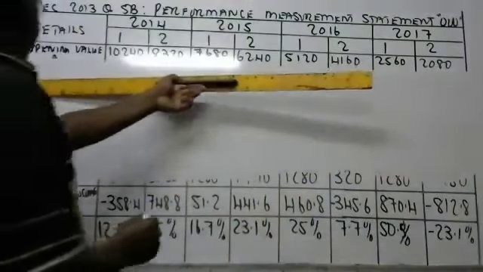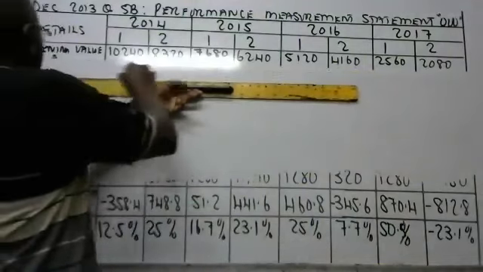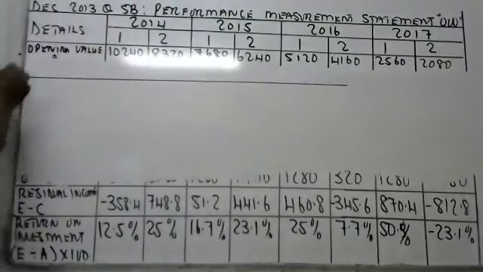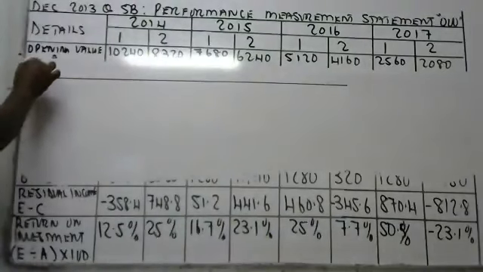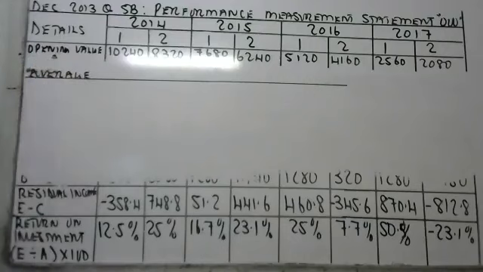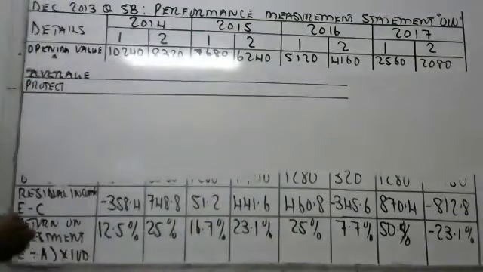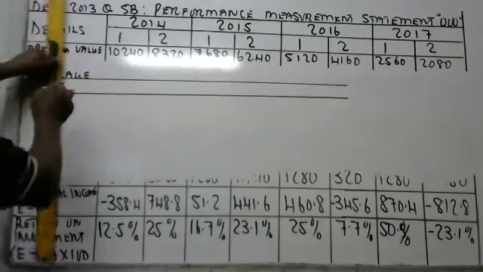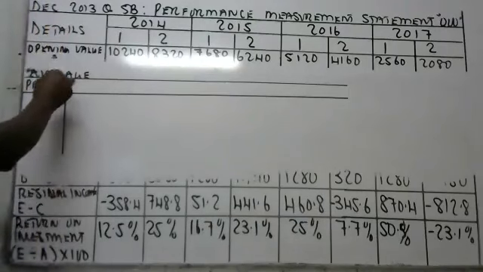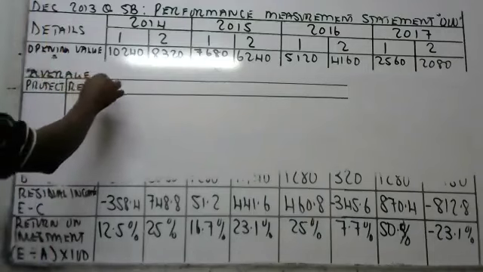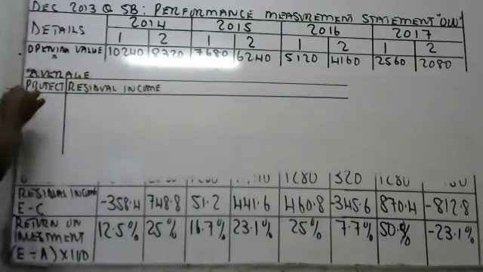So from there, I want us to get the average, or the summary, or we just call it average. So we have the project, then we start with the residual income. Residual income for project one.